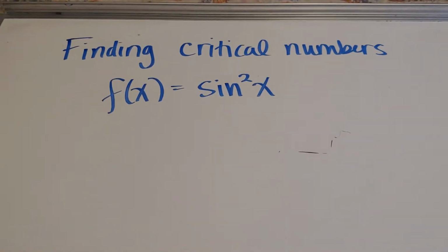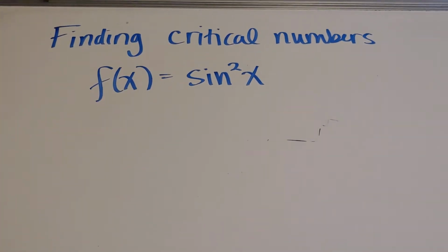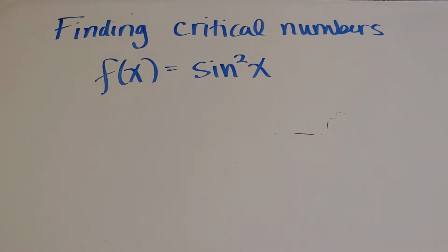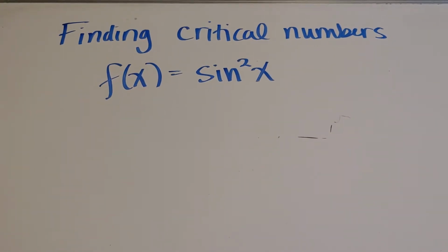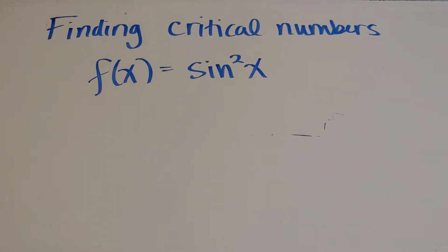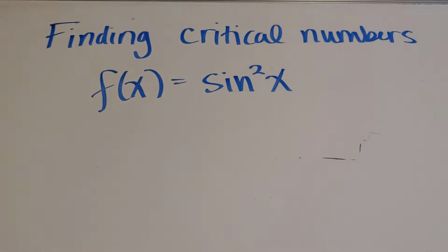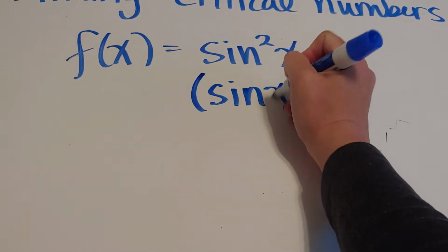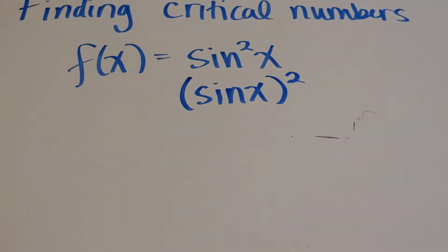In this example, we're going to find critical numbers, and this time you can see that we are using a trig function. So our plan of attack is to find the derivative, set it equal to 0 or where it's undefined, and solve it. Okay, one of the most important things is that this is a chain rule that you may not see if you don't realize that this is the sine of x quantity squared.